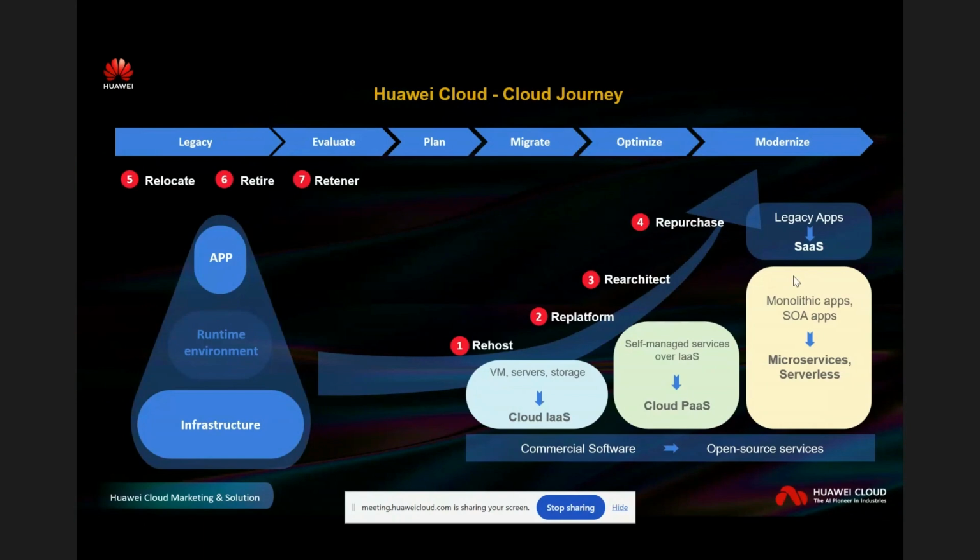So we have a cloud journey that comprises a methodology and also best practices. So you will see here that our cloud journey has several steps, coming from legacy, then evaluation, after that, the plan, then the migration, optimization, and finally modernization. Okay, so those are comprised of several activities and best practices, and obviously deliverables that we have documented and you can show to your clients.